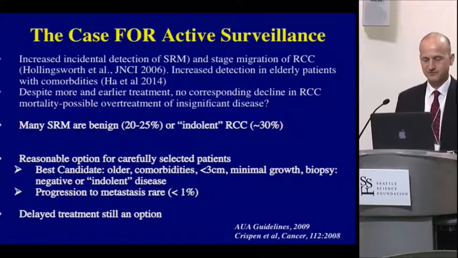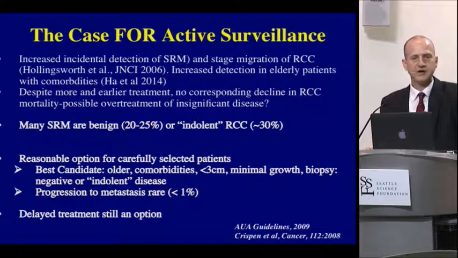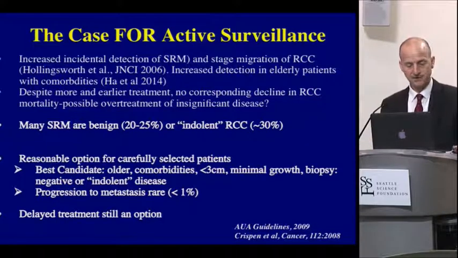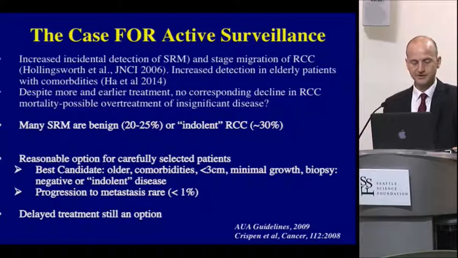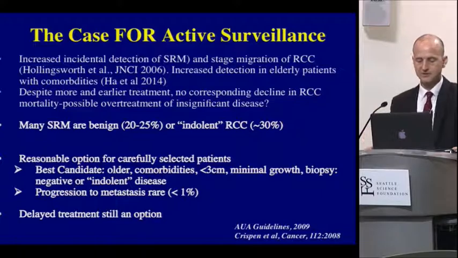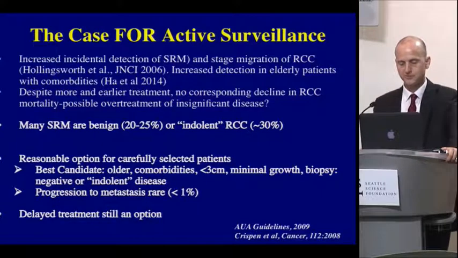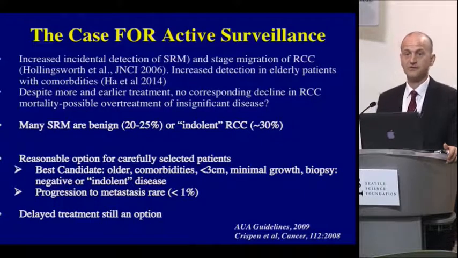So, the case for active surveillance. We're seeing more detection, a stage migration. We're seeing more elderly patients with renal masses. Interestingly, despite all this detection, we're not seeing a corresponding decline in cancer mortality rates. This begs the question, are we overdiagnosing and overtreating insignificant disease? Many of these masses are indolent, and up to a quarter of them are benign. So your best candidates are going to be those who are older with comorbidities, smaller tumors, minimal growth, those that are most likely going to outlive their cancer, just like we're seeing the trend now for prostate cancer.